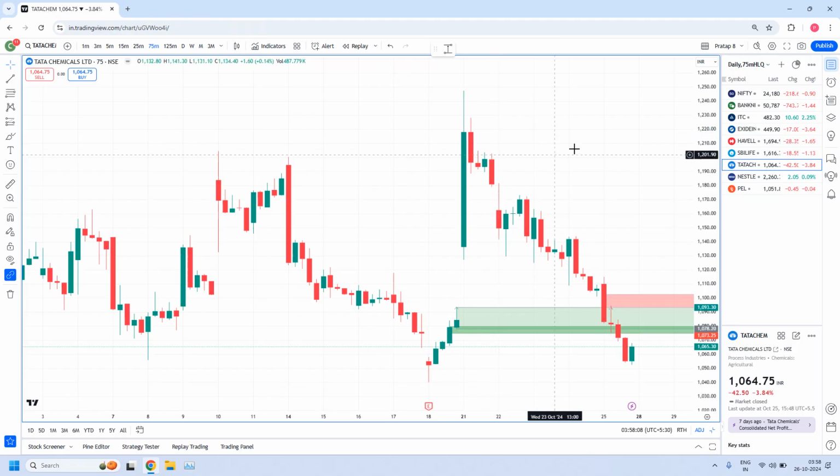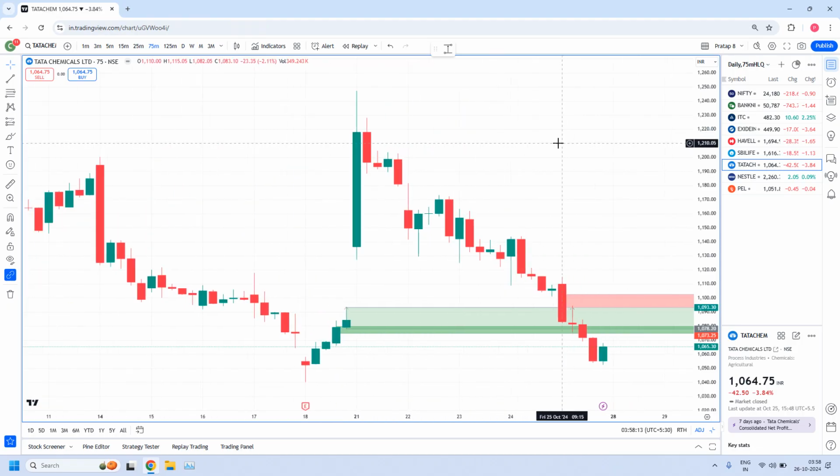And now let's evaluate the performance of the high liquidity zones. As I told you, please be patient when I'm loading these charts, because at present I'm accessing from the mobile network. So it's taking a lot of time to load the charts.